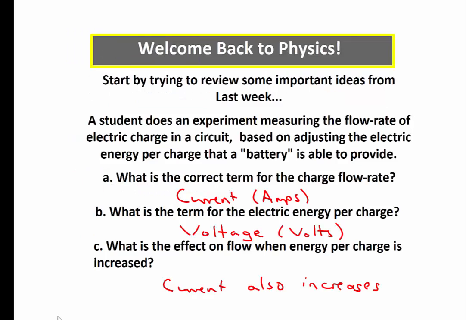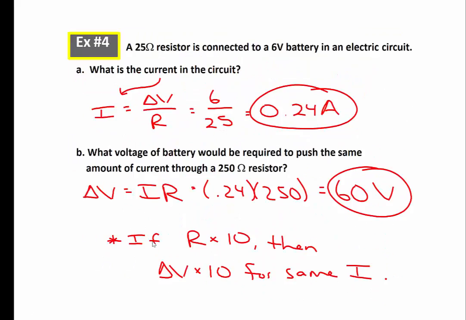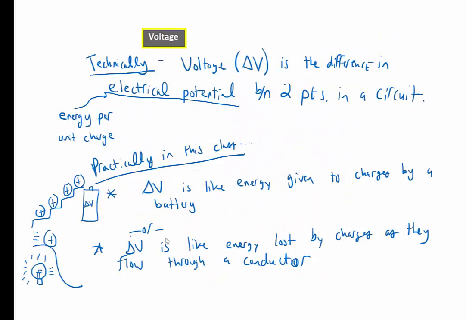Well, the energy had to go somewhere. The energy lost by the charge was given off in the form of heat through the light bulb, or through a toaster, or whatever the resistive element is that's taking the energy my charge used to have. So delta V is like energy given to charges, or energy lost by charges. And positive or negative voltage is probably going to correspond to one of those two things.